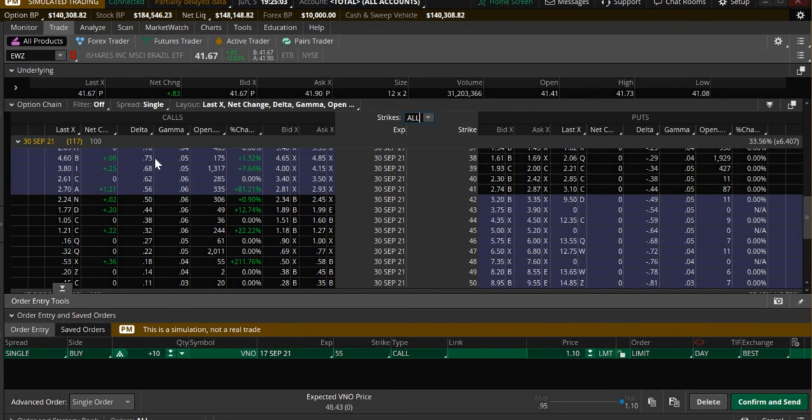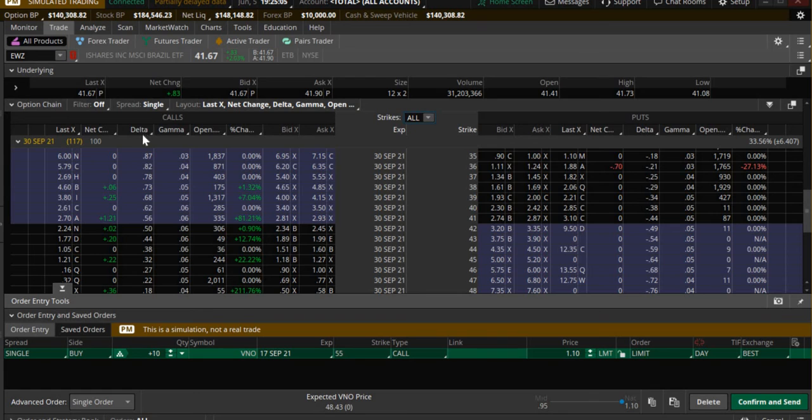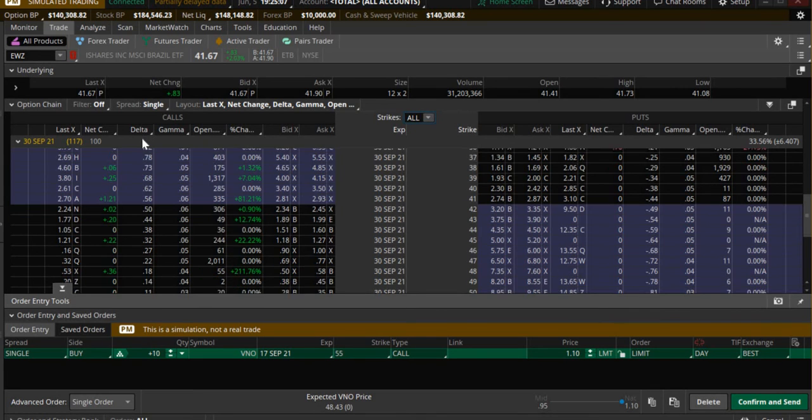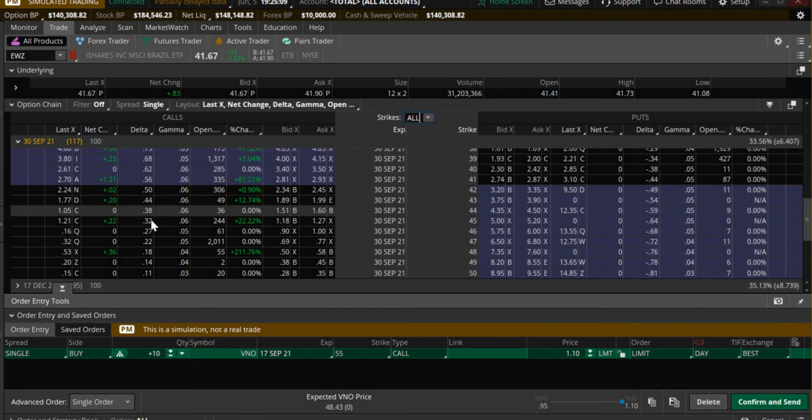And specifically what I typically look for is I start with a delta. I go down and I look for somewhere between 0.2 and 0.3, generally somewhere around 0.3, a little bit over wouldn't be too bad. So I'm looking at either 0.27 or 0.32 delta.